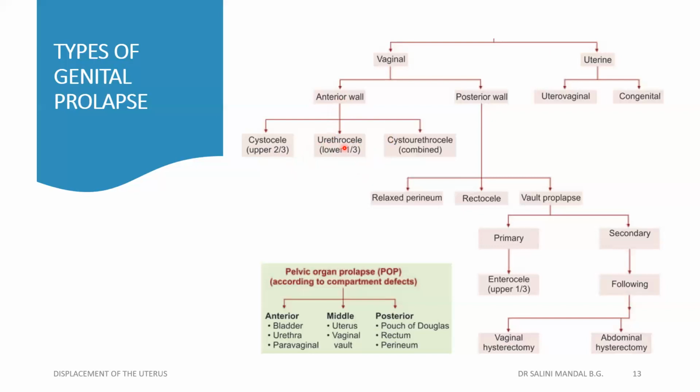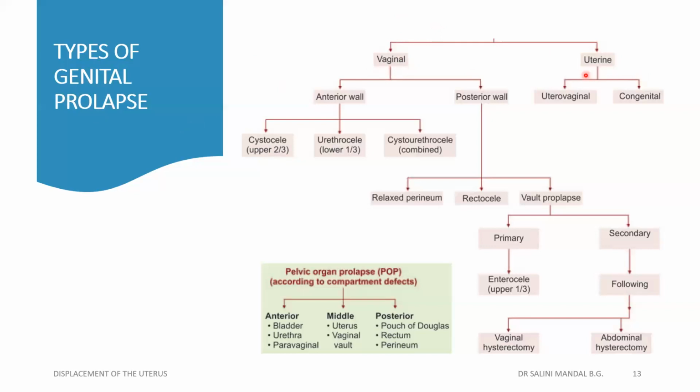Now this may appear independently or along with the cystocele. When it appears along with the cystocele, we have the third combined one, that is a cystourethrocele. So in here, there will be a laxity of the entire anterior wall of the vagina.